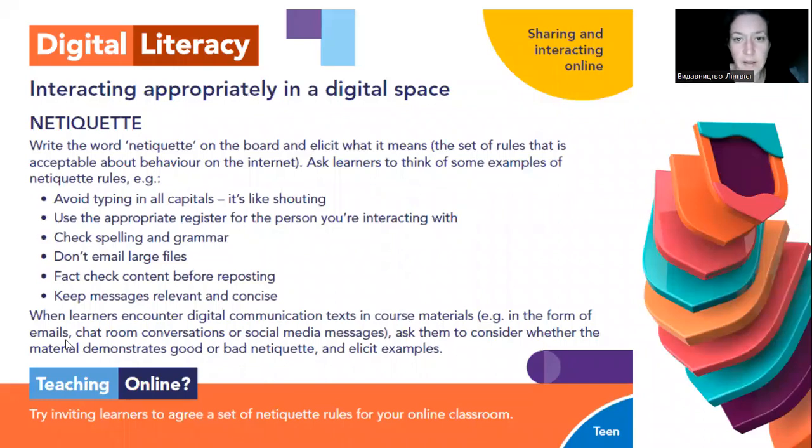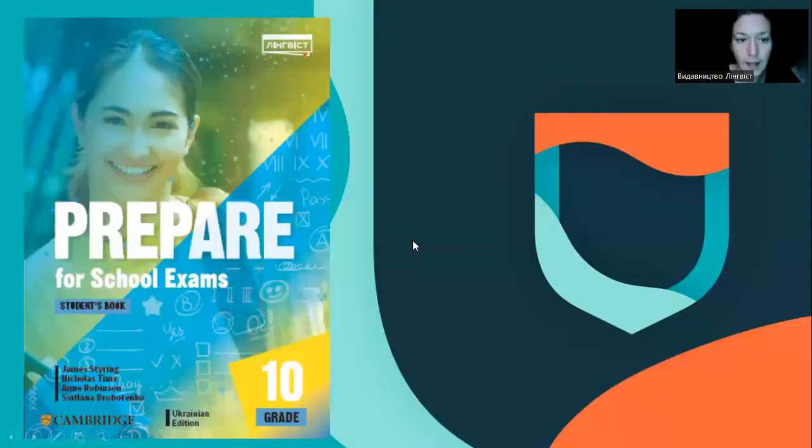Yeah. Okay, moving on. In our new course book, Prepare for School Exams, which is not just about school exams, but also a general English course for students of the 10th grade, that leads your students from level B1 to level B2, and prepares your students for school exams, which are ZNO, the external independent evaluation assessment, and also for Cambridge English qualifications, which are B1 Preliminary and B2 First, depending on the student's level.